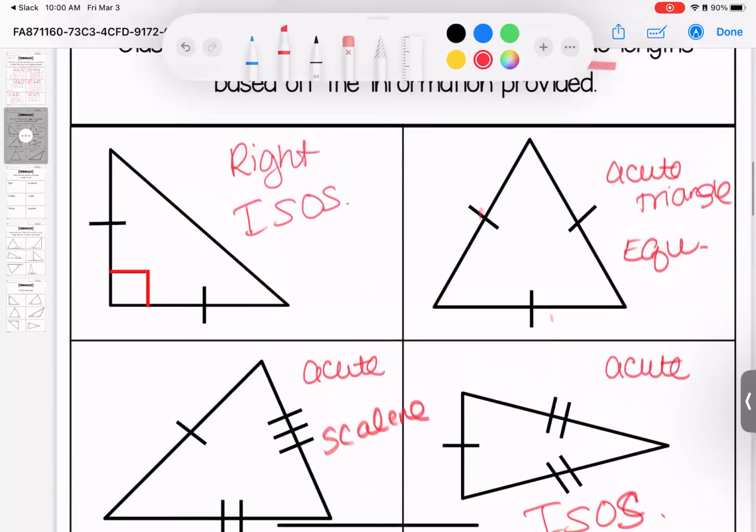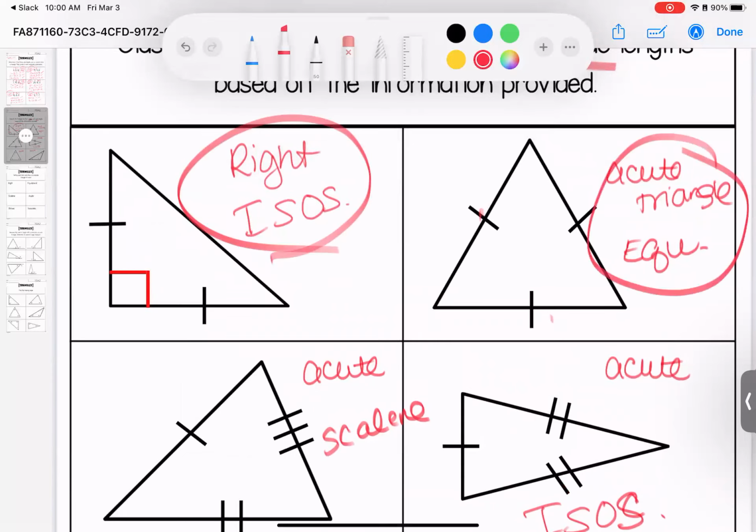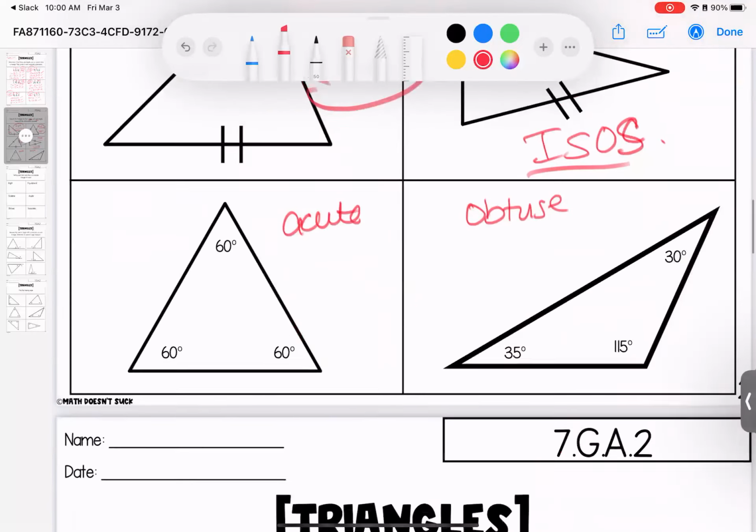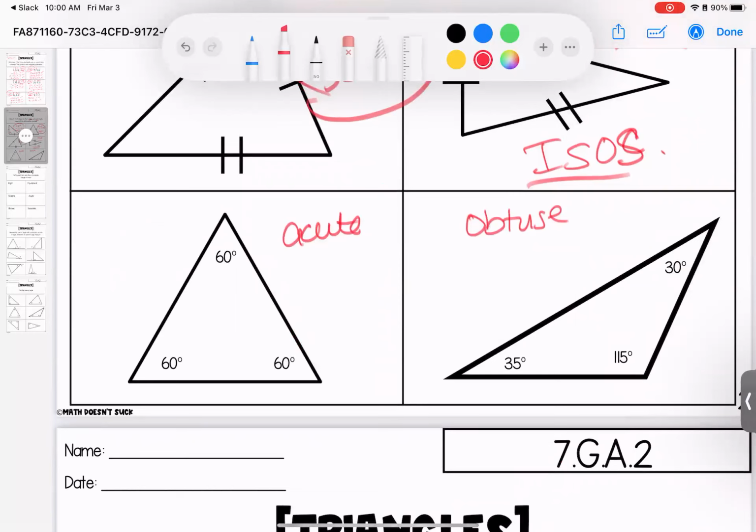So this would be a right isosceles. This would be acute equilateral. This would be acute scalene, and this would be acute isosceles. These last two, we need to take a peek at what we see. This one, all three of these, I would consider the same. So I would say that this is equilateral, acute equilateral.